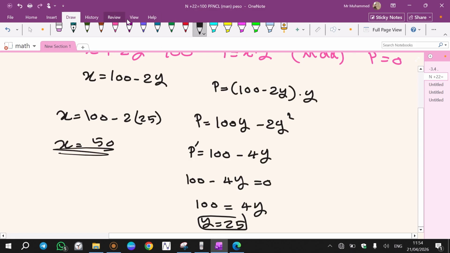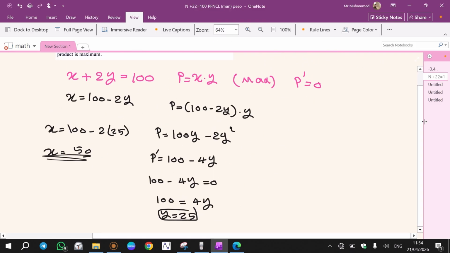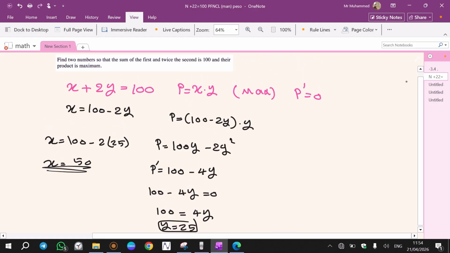So solving the question in terms of x or in terms of y gives the exact same result. This is the answer. That's it. I found x and I found y. If the question still asked for product, I can just multiply x, which is 50, by 25, which is y. That's the product.